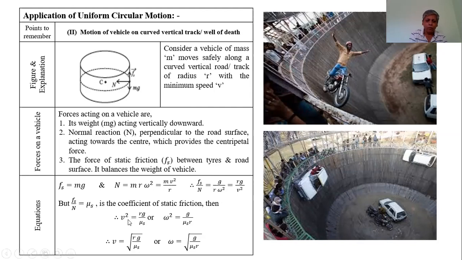Hence, from these expressions, V square is equal to Rg upon mu s, or omega square is equal to g upon mu s R, and therefore the minimum linear speed required is equal to square root of Rg upon mu s, or the minimum angular speed is equal to square root of g upon mu s into R. These are the expressions for the motion of a vehicle on a curved vertical track, safely driven.